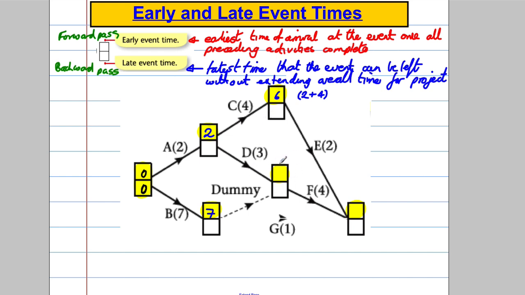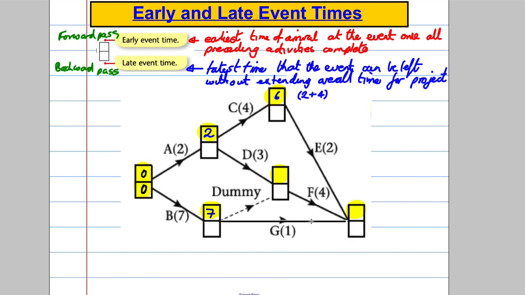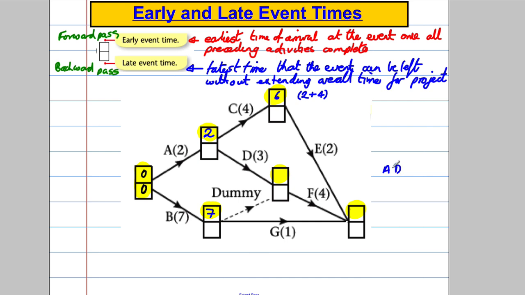Now, D's where it might start getting slightly complicated. There should have been a line in there as well, by the way. Let's think about this. How do I get to this point in the earliest possible time? Well, what needs to happen? A and D need to happen, and if A and D happened, that would take 2 add 3, which is 5. But also to get here, B must happen.